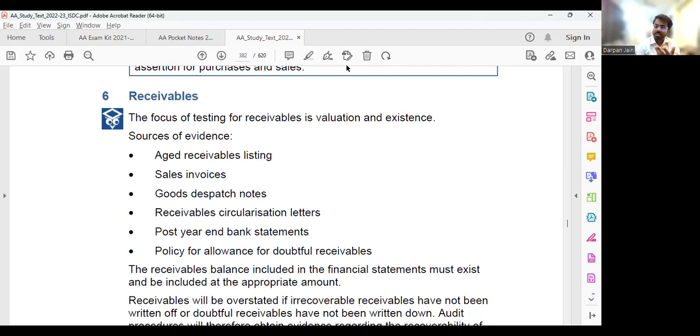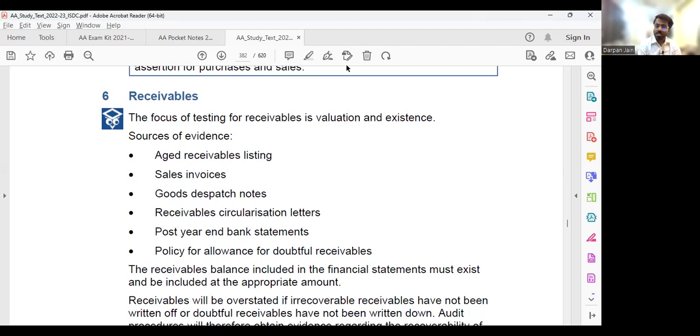What do you mean by age of receivable? Basically, the number of days for which the amount is still pending to be received. It will be calculated from the date of sale. From the date of sale till today, how many days have passed by? That will be the age of that receivable, because that is the number of days for which that receivable is outstanding. So that is aged receivables listing.